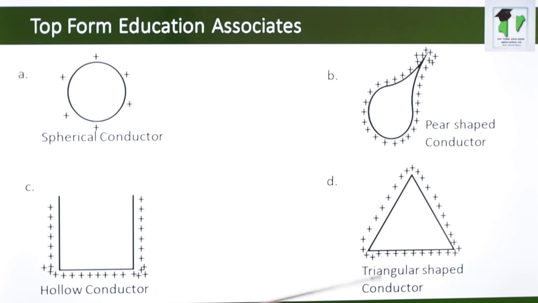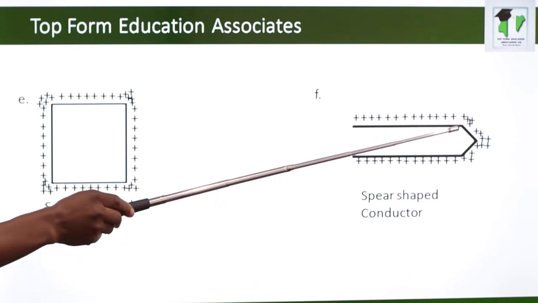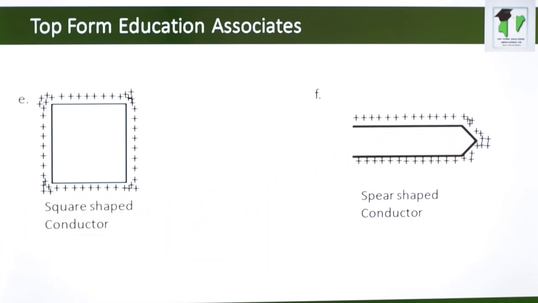Now you have a triangular-shaped conductor. At the pointed ends, you have much concentration of the charges. You have them here, and here. The next one is a square-shaped conductor. At the sharp points here, you have much concentration of the charges, while they are evenly distributed on these parts. Then finally, you have the spear-shaped conductor. At the sharp points here, the charges are much more concentrated, and other parts are evenly distributed. So these are the ways by which charges can be distributed in conductors.